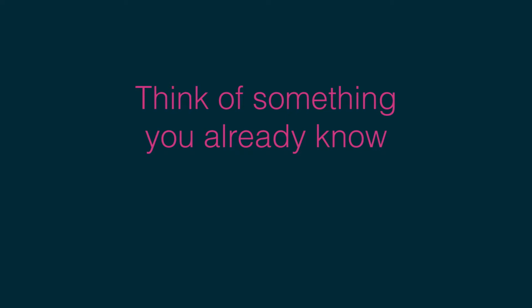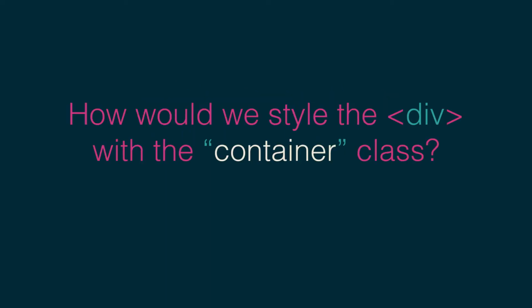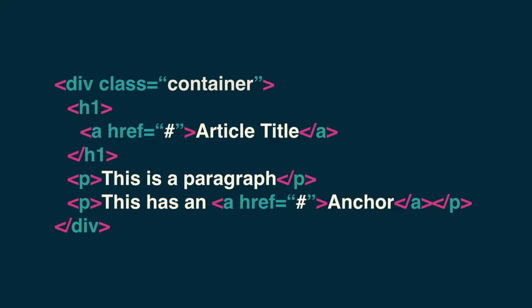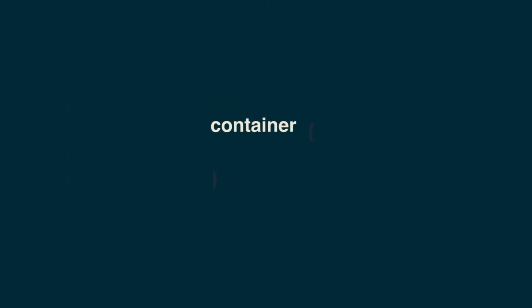So when thinking about this example that we have right now, let's think about something that we already know how to do. How would we style the div with the container class? If you go back to this example, we have a div that has a class called container. And how would we style that? Well, we would do just like we did with all the other basic class methods. We would say period, container, and then open up a set of brackets.